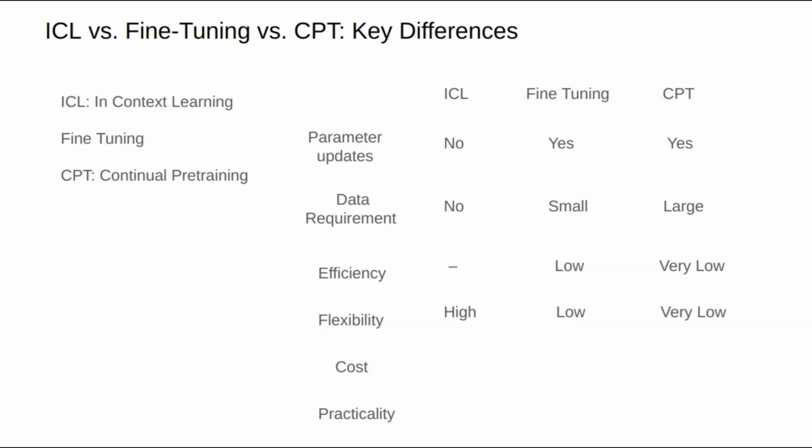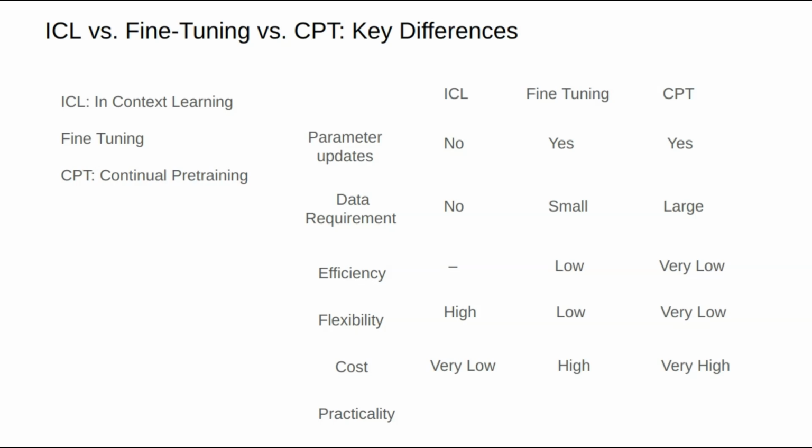Fifth, cost. ICL. Low cost, as it does not involve training. The main cost is the increased prompt length due to added examples, which slightly raises inference costs. Fine-tuning. Relatively high cost due to training requirements. CPT. Extremely high cost due to the large-scale data and resources required.